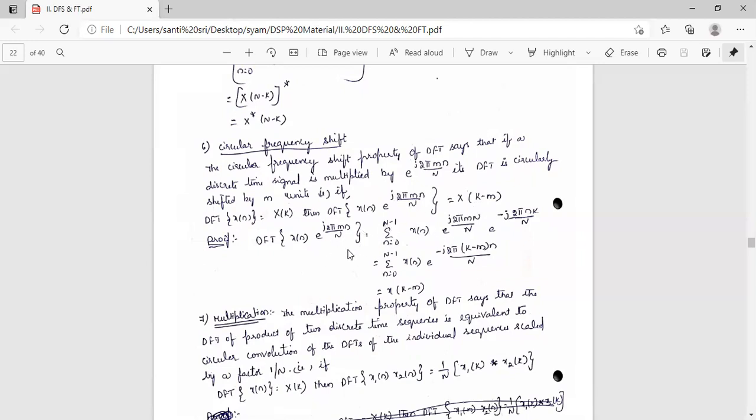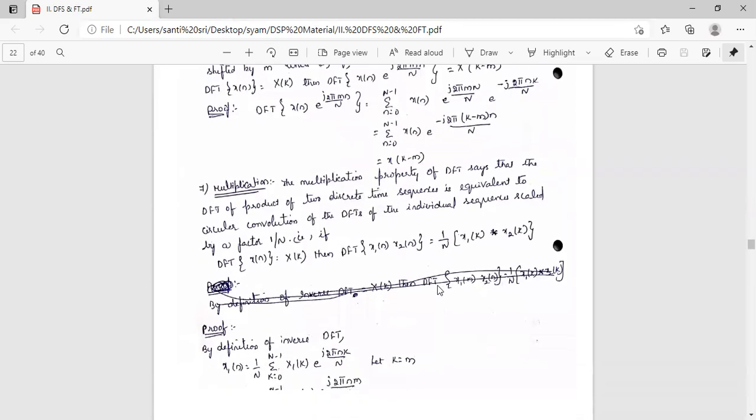DFT of x of n into e power j 2 pi mn by N is equal to sigma n equal 0 to N minus 1 x of n into e power j 2 pi mn by N into e power minus j 2 pi nk by N. So e power minus j 2 pi n by N will be taken as common. It will become k minus m. So it will become sigma n equal 0 to N minus 1 x of n into e power minus j 2 pi n into (k minus m) by N, which is nothing but capital X of k minus m, right? So this is the circular frequency shift property, and it is proved.